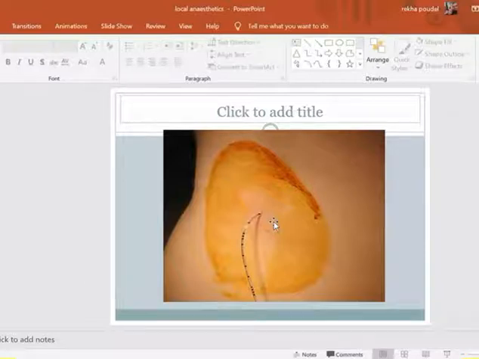Also, the epidural catheter is kept in place, and the patient can himself inject the analgesics through the epidural catheter.